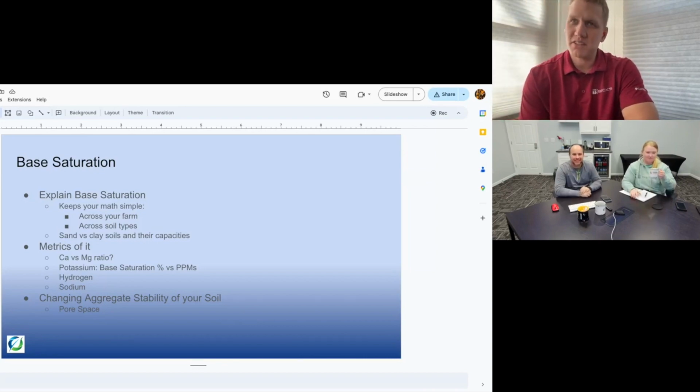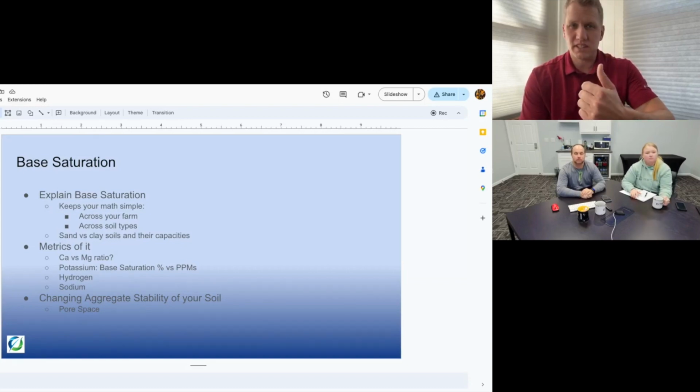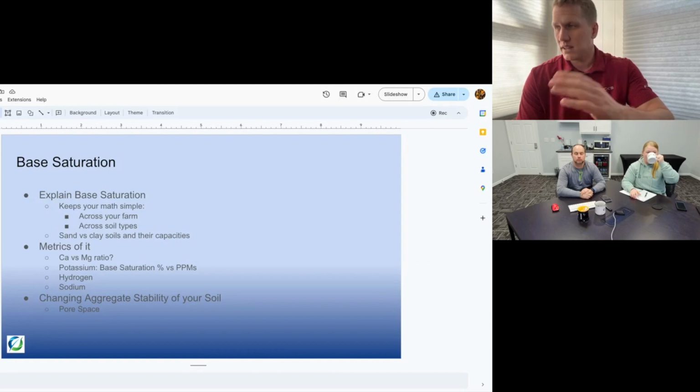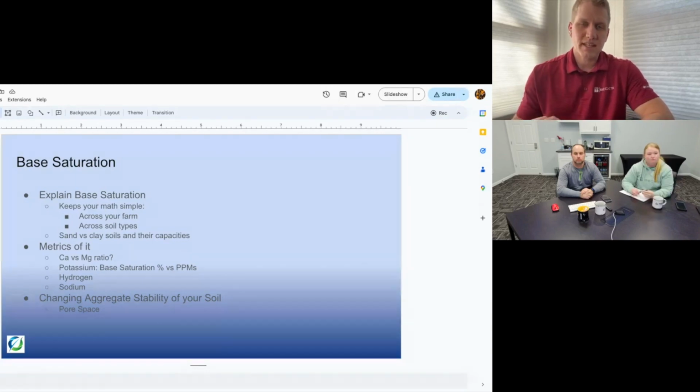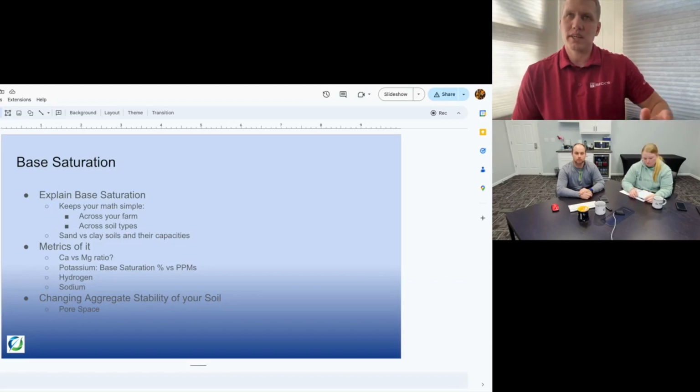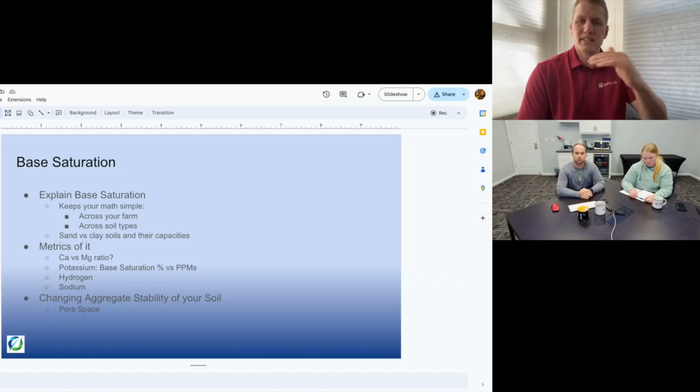But base saturation gets me out of a jam, because it's essentially taking a formula that includes your CEC, so the number of exchange sites you have, your parts per million on those positively charged ions that I talked about, your calcium, magnesium, and potassium, and then it spits it out and says this percent of your exchange sites are occupied by this nutrient. So the reason I like base saturation, I like to look at it. It gives me a baseline across soil types, across farms.